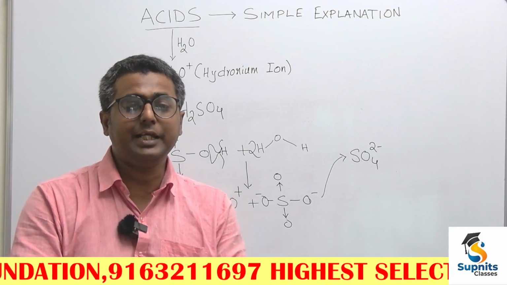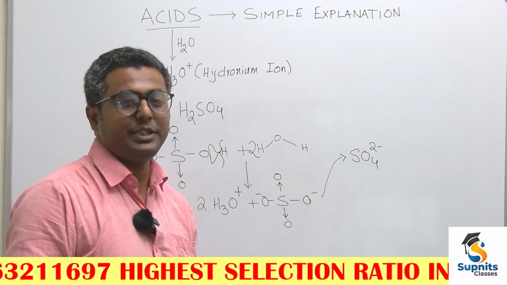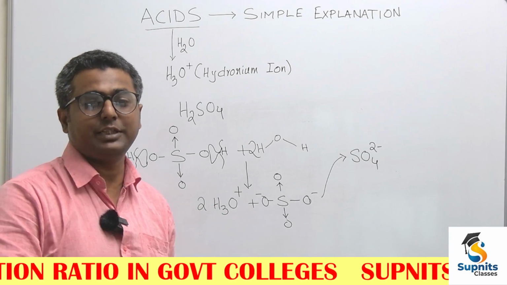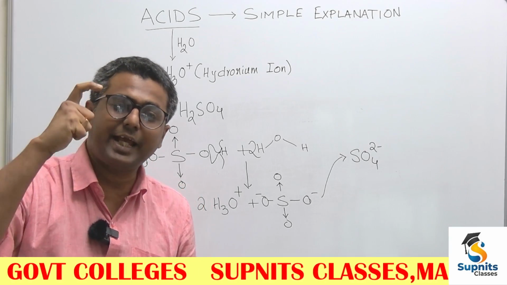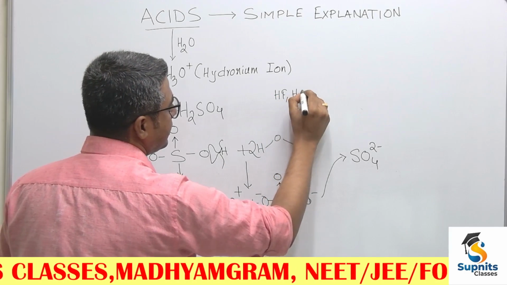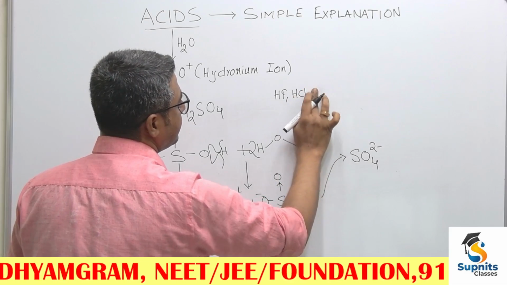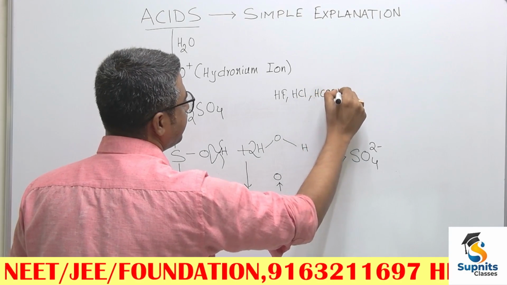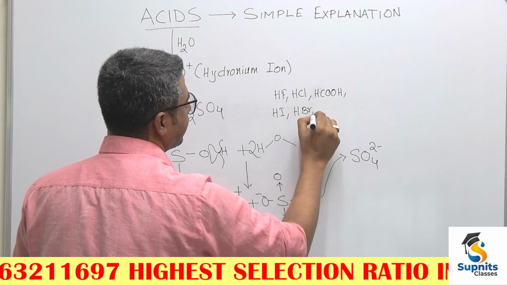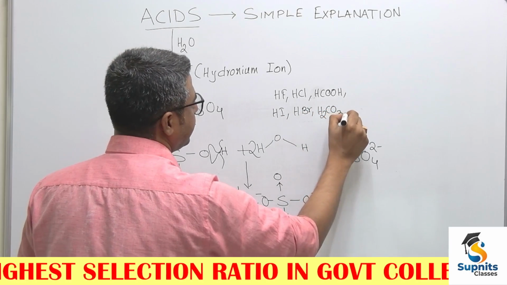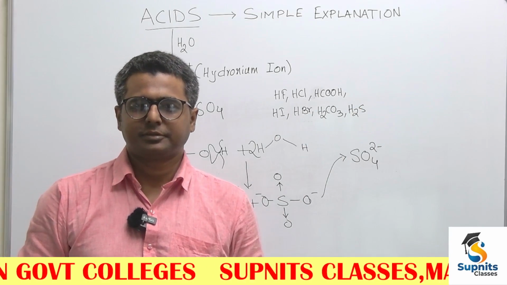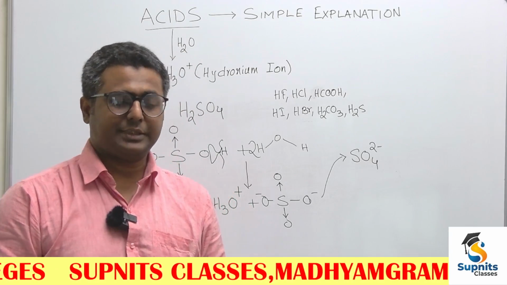So this is the basic Arrhenius theory based on which we classify substances as acids. Practice as many acids as you can. I will give you some homework on this: HF, HCl, this is formic acid, HI, HBr, H2CO3, H2S.